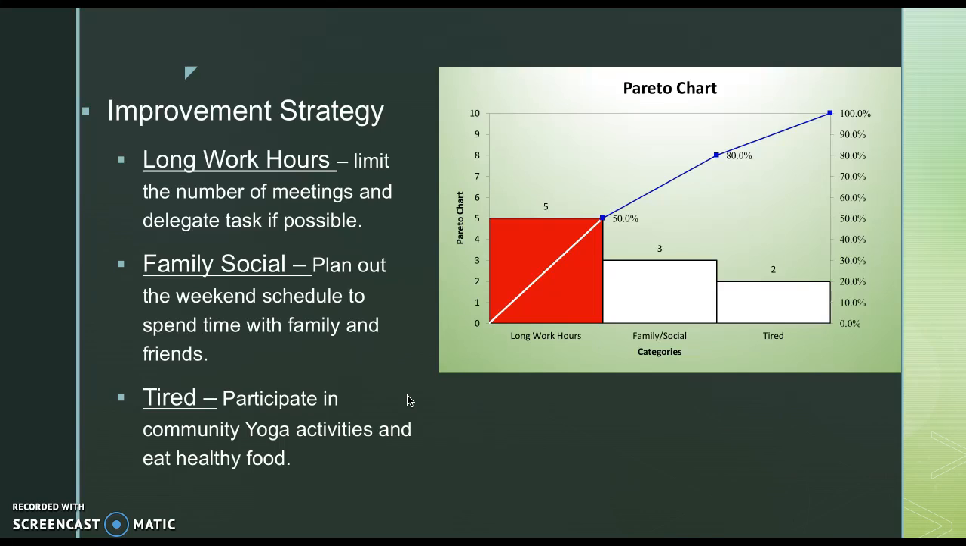Third, being tired. The improvement strategy here is to participate in the community yoga activities and eat healthy food. This will give me more energy and hopefully not make me feel tired as I used to be.